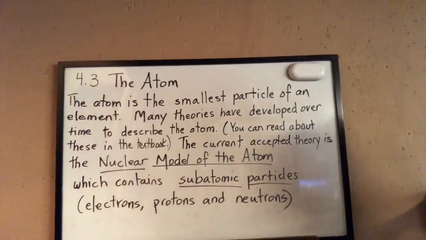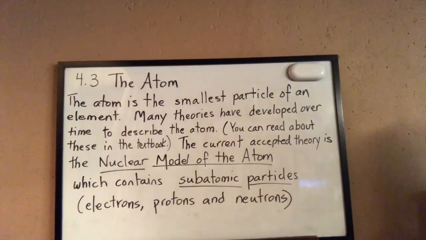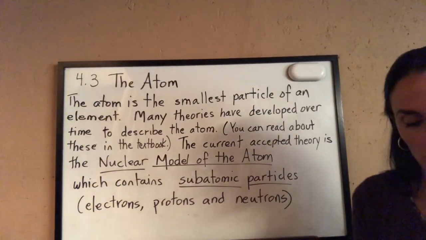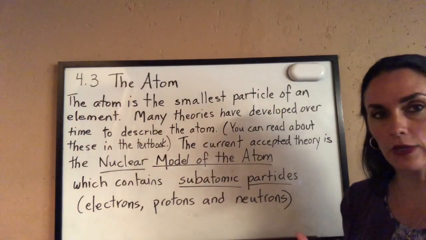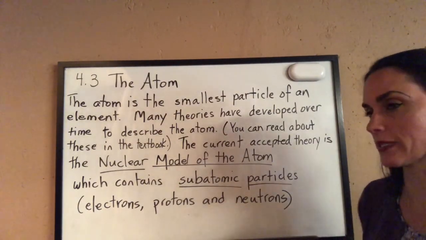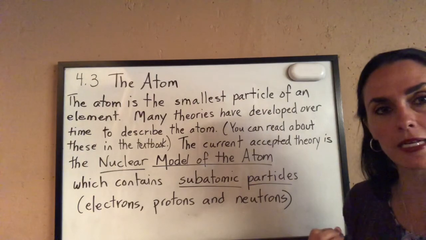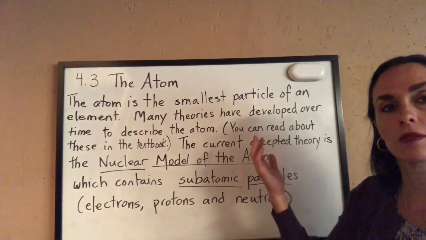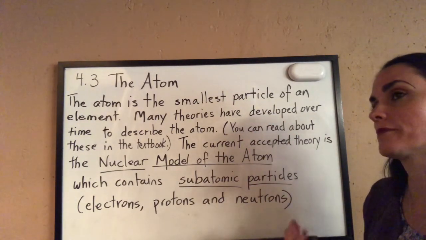The atom. The atom is the smallest particle of an element. So when we look at the periodic table and we look at all of the elements that have their symbols listed, all of those elements are made up of atoms. Hydrogen is made up of hydrogen atoms.